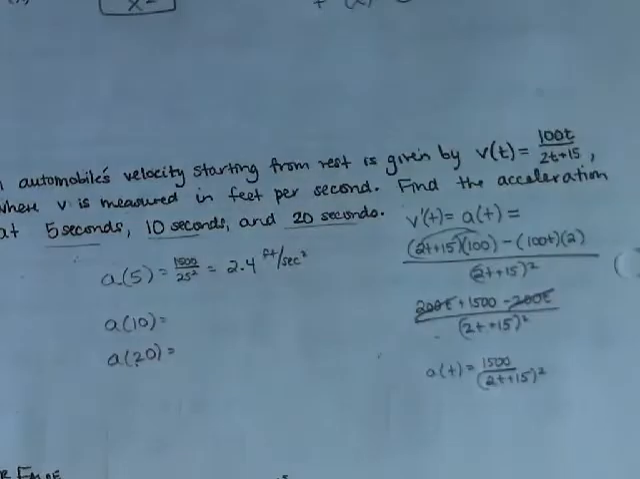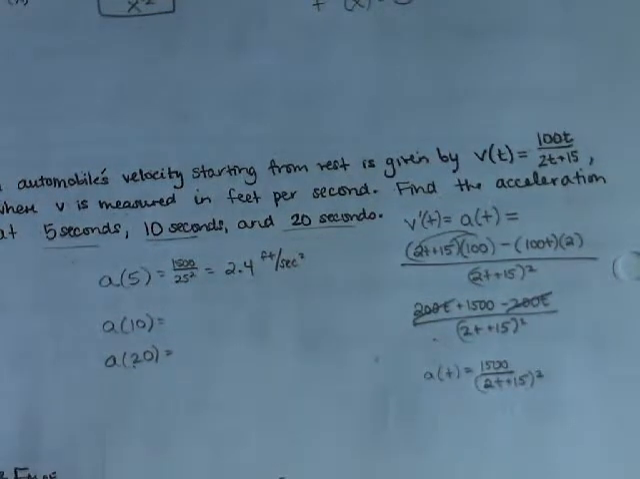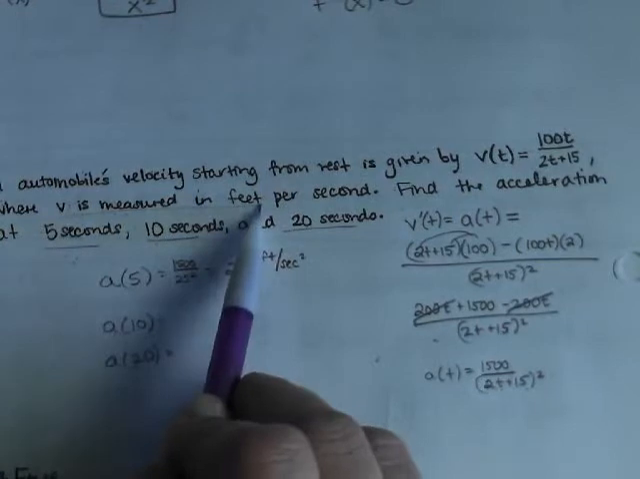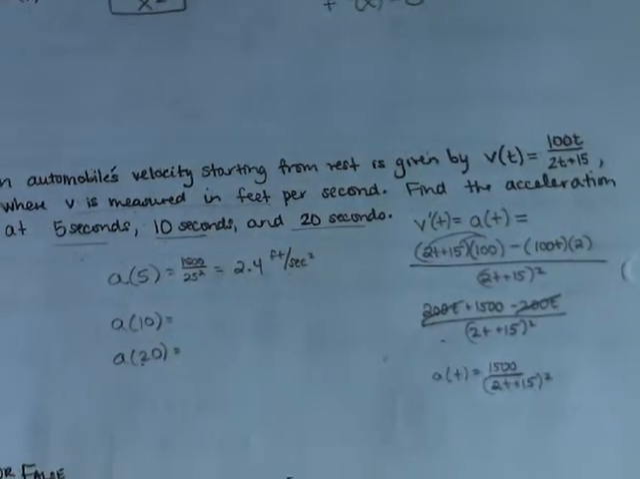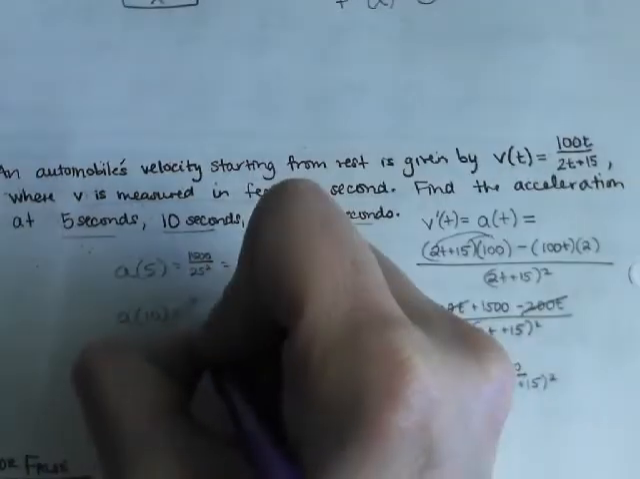Meters per second. Well, this velocity was in feet, so this has to be in feet. You've got to convert it. So 1500, when I plug in a 10, I'm going to get 35 squared in the denominator.